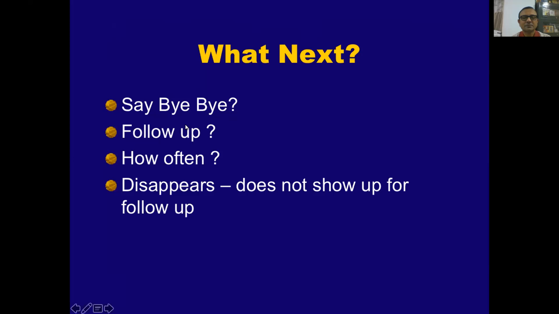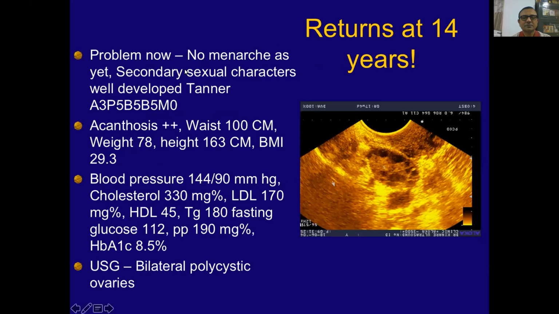You should follow them up carefully, at least 6 monthly. But sadly, this child disappears and comes back to you at the age of 14 years. And now what you find is that no menarche. Again, they don't come back to you because she has put on weight. But they come back to you because she still has not had menarche, whereas most of her friends have got menarche.